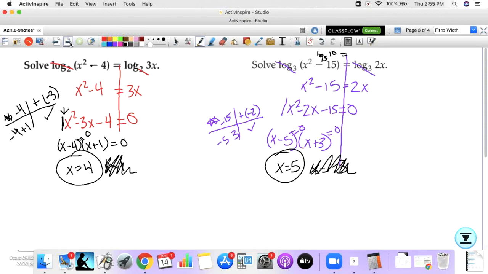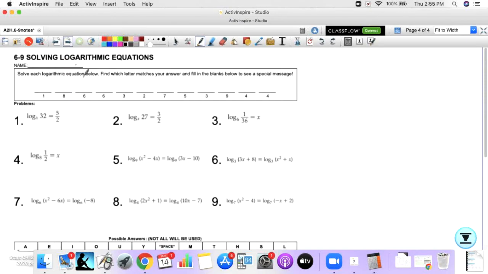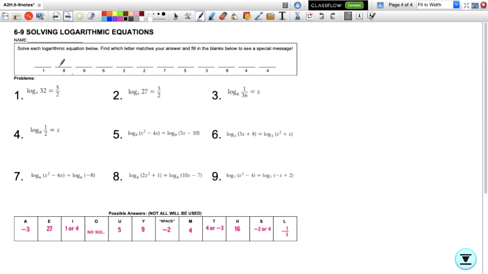So let's take a look at the practice that I want you to do today. These are the only two things you're really going to be practicing. Attached to the classroom, I have this sheet right here. You can put your name on it. That would be great. There are 9 problems you are going to solve. As you solve it, you're going to find the corresponding answer down here. These are all the answers. There are also extra answers. There are 12 letters and spaces here, but you're only going to need 9 of them.